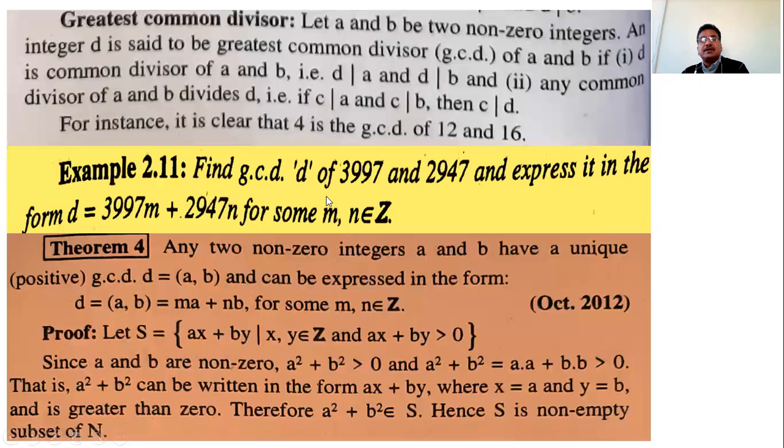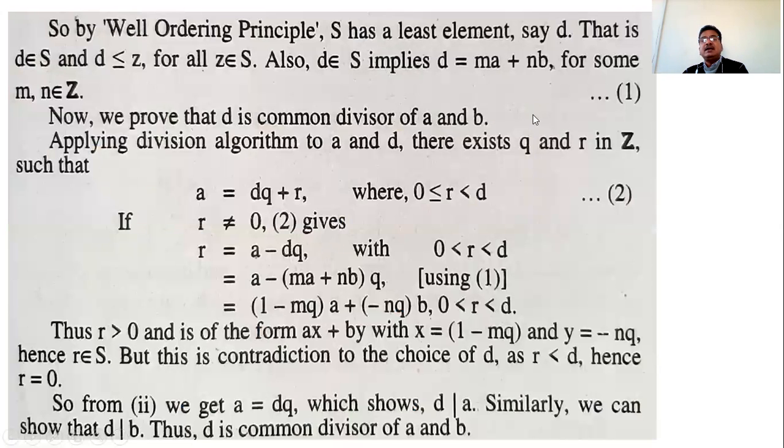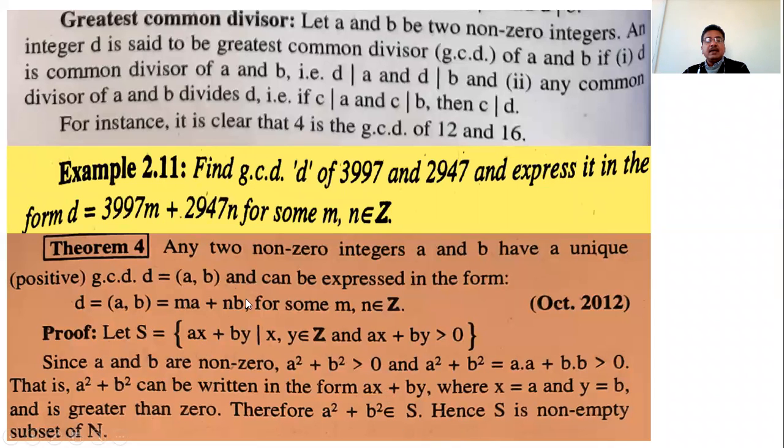So this is the proof up to this point: d is expressed in the form ma + nb for some m and n belonging to Z. Now we have to show d is the greatest common divisor. Then we can say that the greatest common divisor d is expressed in the form ma + nb, and then we show this d is unique. That d is unique is the next part. So now we will show that d is the greatest common divisor of a and b.